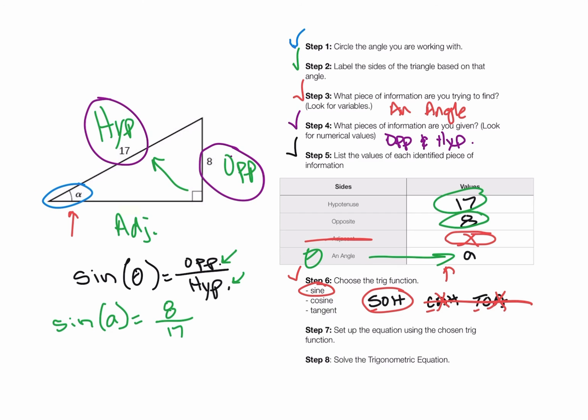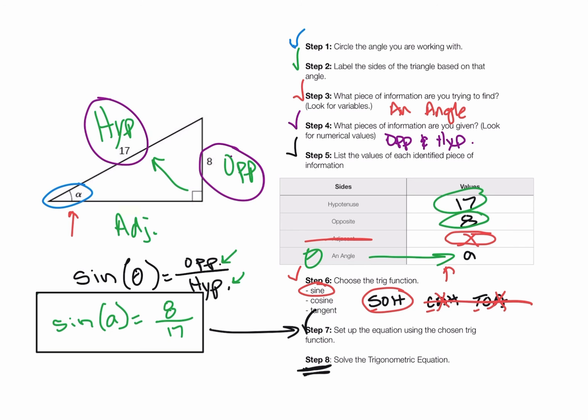So here is our trigonometric function that we're going to get ready to solve, right? Let's back it out and use this one. Sine of A is equal to 8 over 17. That right there completes step 7 and gets you now ready for step 8.